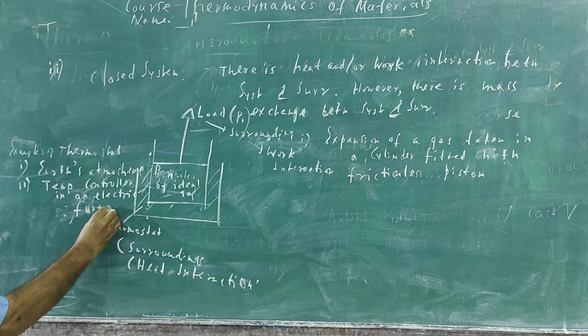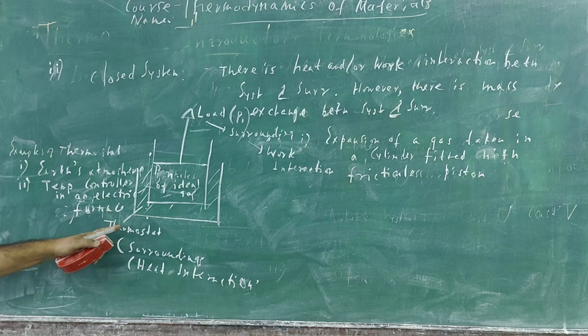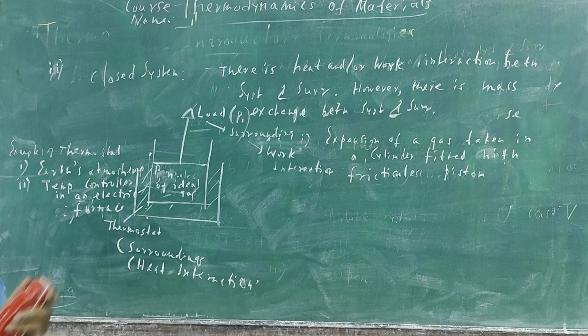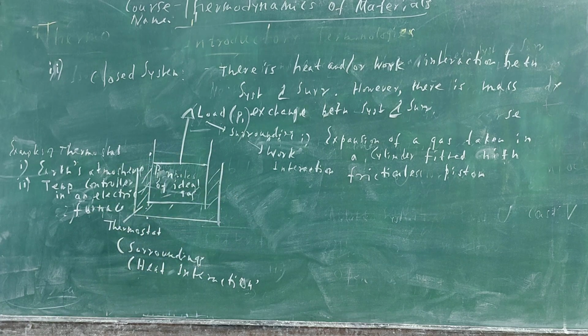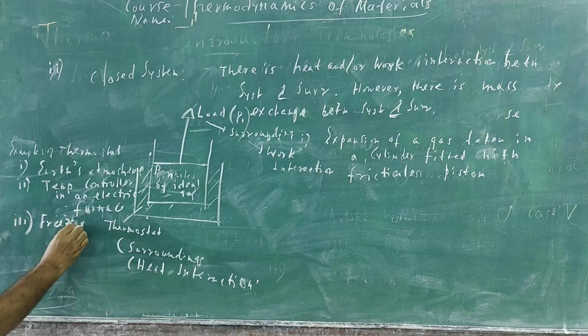Third example, as I told you: this ice-water mixture. You know what temperature it maintains? 0 degrees. Anytime heat comes, ice will melt, absorb the heat, and the temperature remains the same, 0 degrees. And anytime heat is extracted, some water will convert into ice, releasing heat, maintaining the temperature. Other mixtures are there too, freezing mixtures, like ice and sodium chloride. These are thermostats.